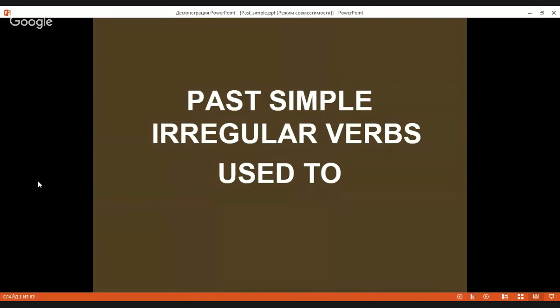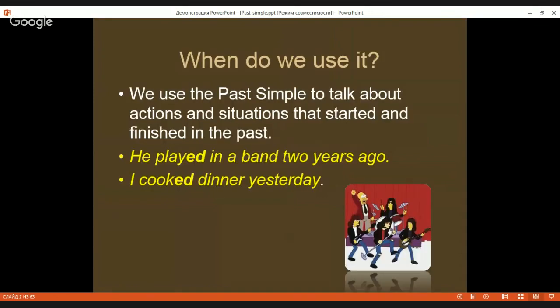Okay, so past simple, irregular verbs, and used to is something that we have on our agenda today. Well, first of all, we all remember that past simple is used to talk about actions and situations that started and finished in the past, different main events of the story in the past, different past facts, such as your birthday, or the day you went to school, or the day you first kissed. He played in a band 2 years ago. I cooked dinner yesterday. It all started and finished in the past.